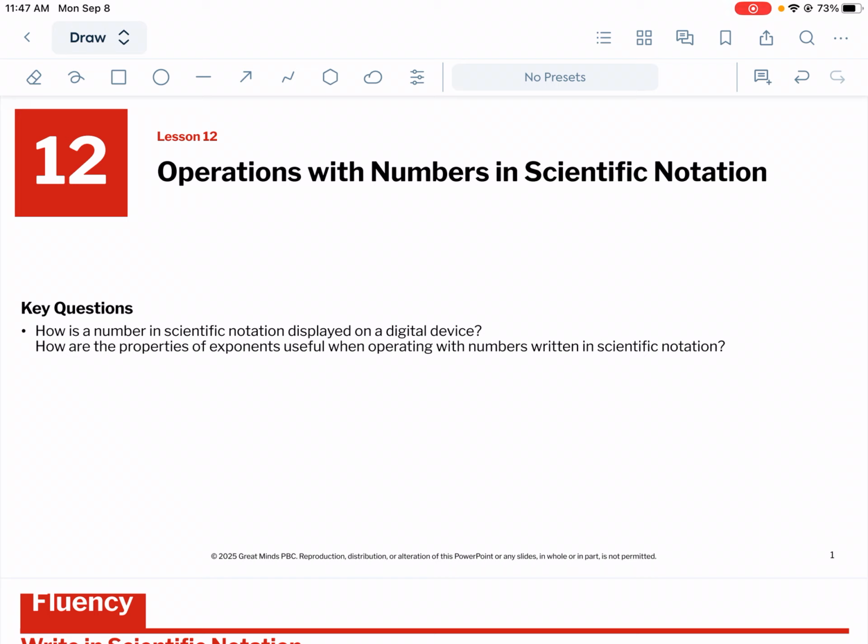For lesson 12, I do recognize not everybody has a calculator. It's okay. I'm going to show you what you need to do as we go. I'm going to try to show you via my calculator on my iPad. That's where I'm recording this from. But first things first, we got the warm-up.